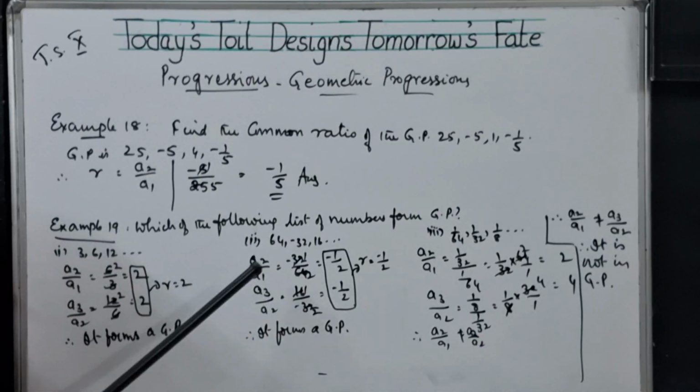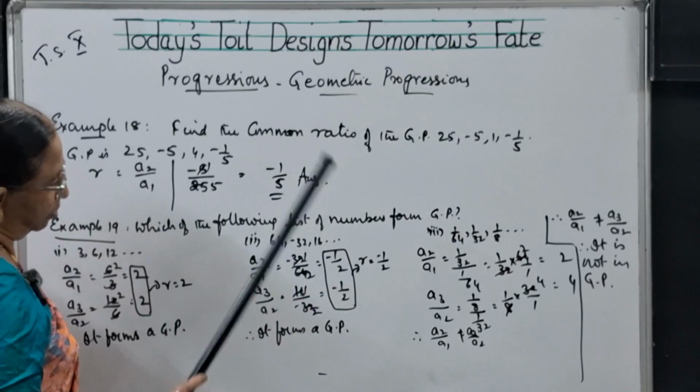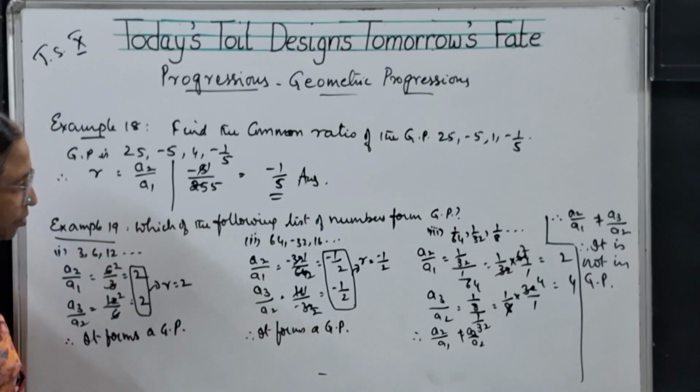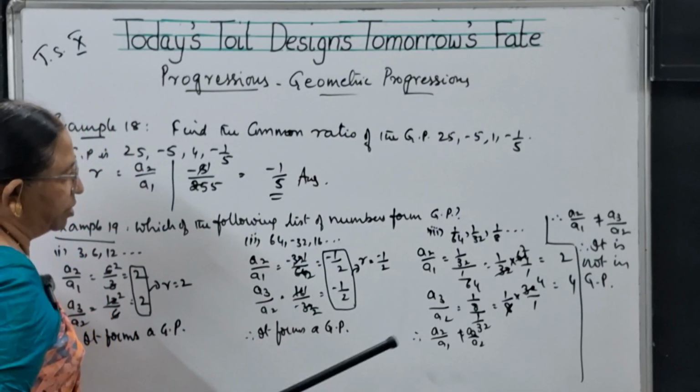Similarly, the second one: A2 by A1 is minus 32 by 64, that is minus 1 by 2, and A3 by A2 is 16 by minus 32, which is also minus 1 by 2. The common ratio exists, so it forms a GP.